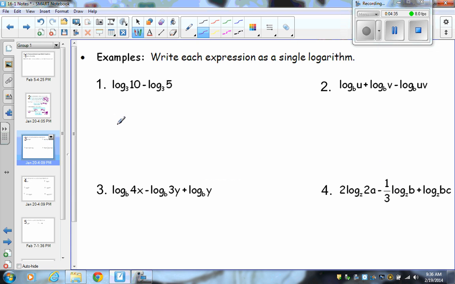Okay, let's try these properties and put them in use. First set of examples says to write each expression as a single logarithm. Notice it does not say evaluate, so our answer is not going to be a numerical answer. First thing I notice here is the subtraction, which leads me to our quotient property, which says that I can rewrite this as the log of the base, which in this case they're both base 3, of 10 over 5. Well, 10 over 5 can be reduced, so our final answer would just be log base 3 of 2.